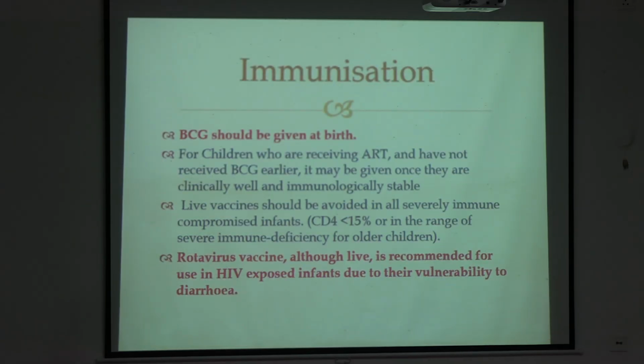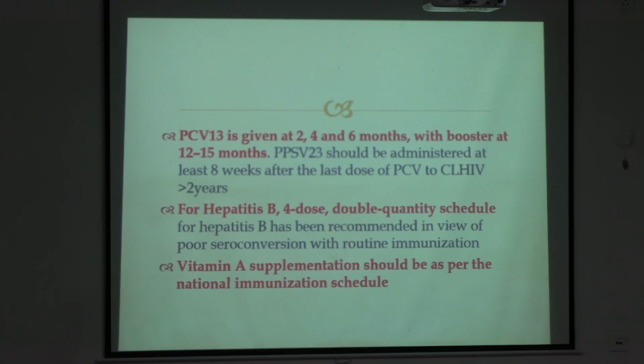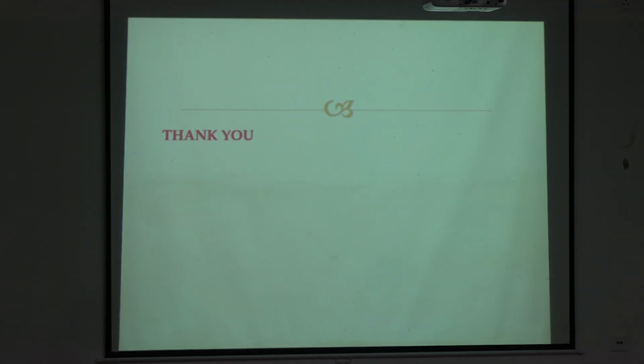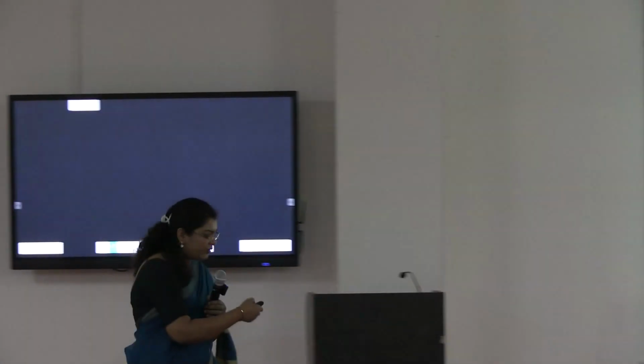So immunization: a baby born to you, irrespective of whether the mother is high risk or low risk, BCG should be given. In case the baby has missed BCG immunization and is receiving ART, it may be given once they are clinically well and immunologically stable. Live vaccines should be avoided in severely immunocompromised children, but rotavirus is given. PCV is given and hepatitis B is also given as a 4-dose regime. Vitamin A supplementation should be as per the immunization schedule. That's all. Among this, just remember what doses we have talked about, which is very similar to the adult one.